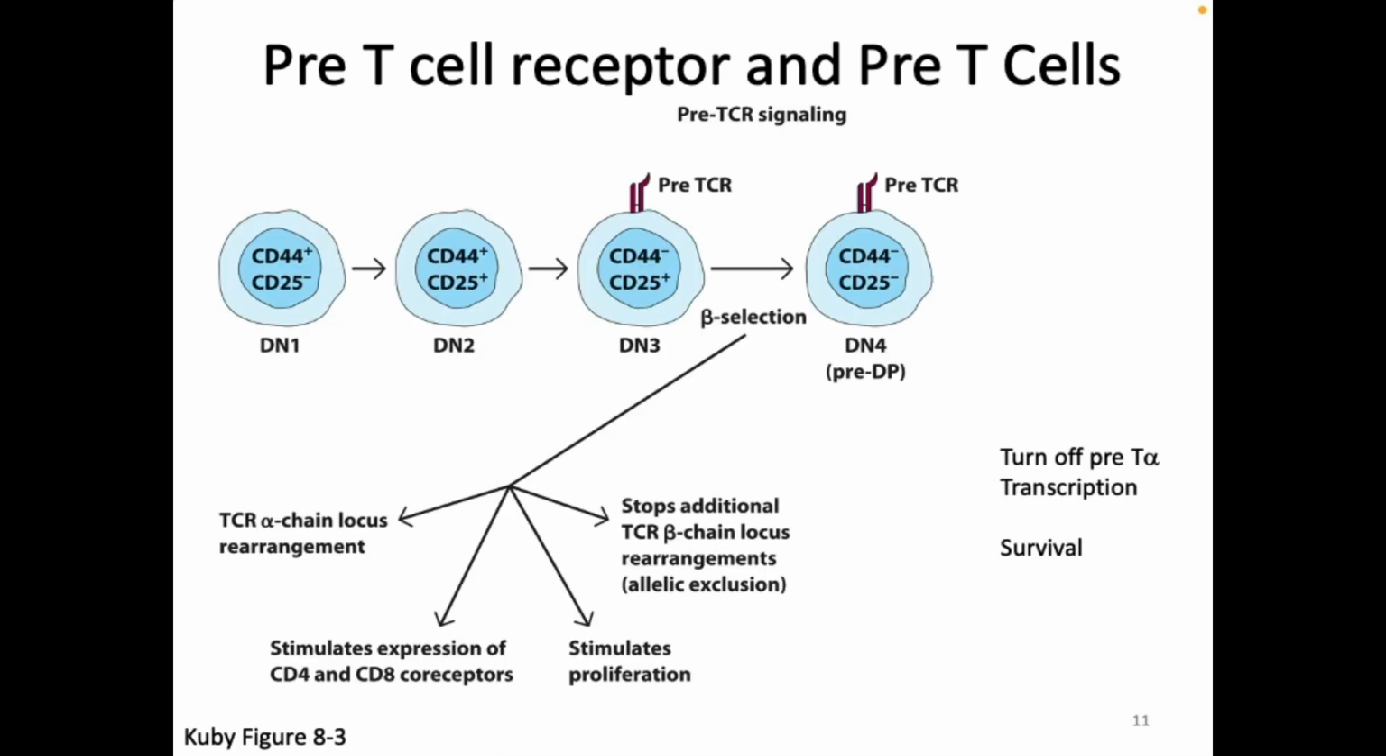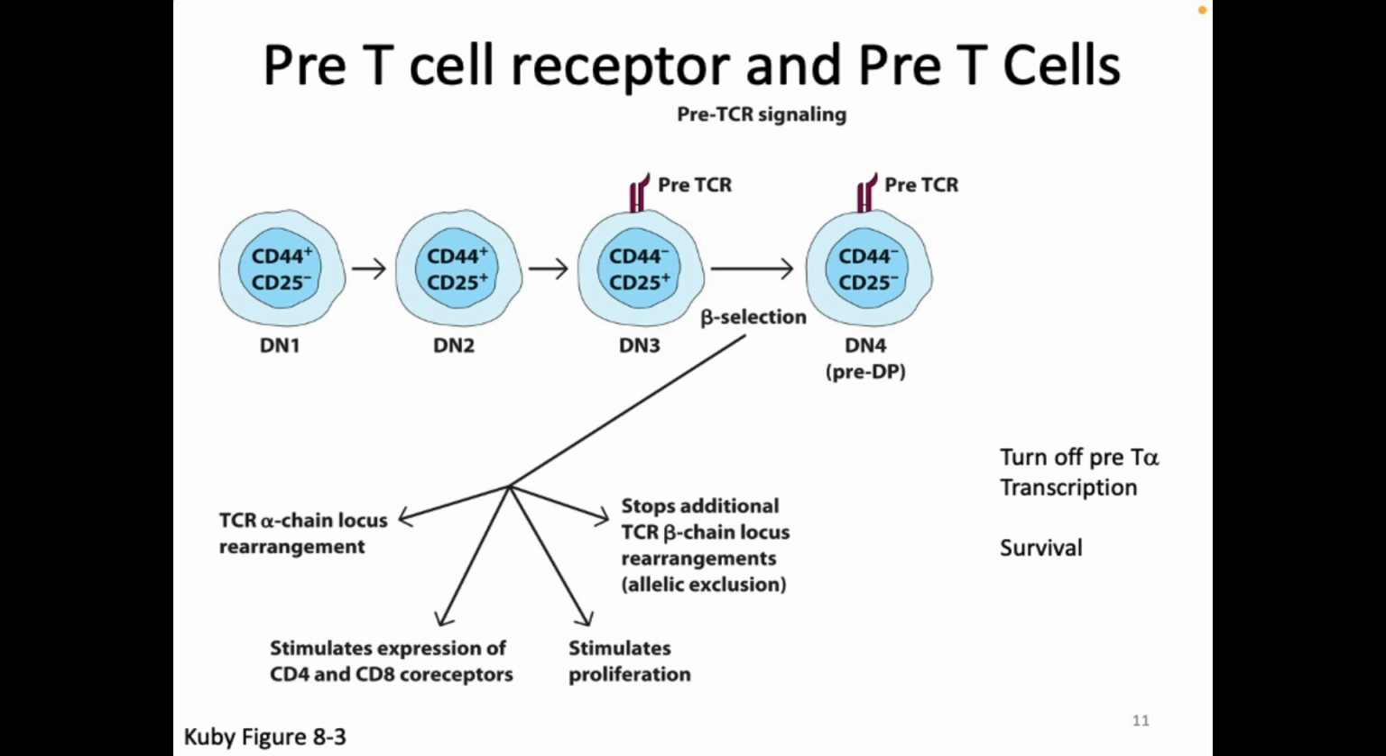You can see these signals here. So we stopped beta chain rearrangement. We did allelic exclusion. This is earlier in the DN3 time. We stimulated proliferation. Again, this is a DN3 thing. We're going to survive. This is a DN3 thing. We're going to stop making pre-T alpha because we don't need it anymore because we just used it. We're done using it. We can stop making it.